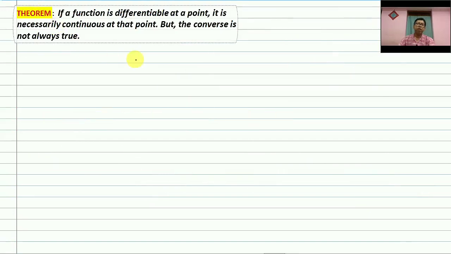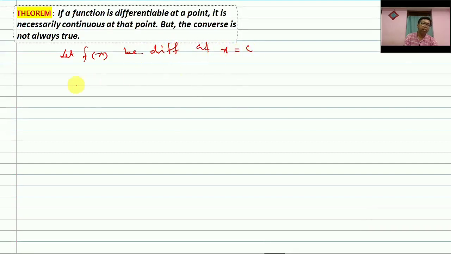Okay, take this theorem. This is an interesting and very beautiful theorem. If a function is differentiable at a point, it is necessarily continuous at that point, but the converse is not always true. We discussed this one. Let us consider that. Let f(x) be differentiable at x equal to c.